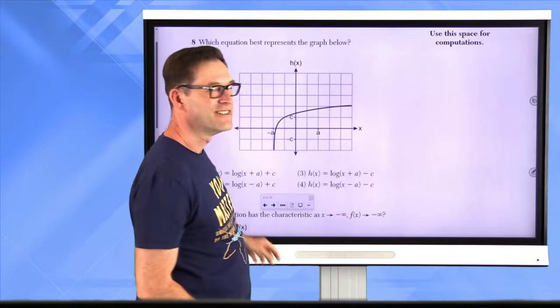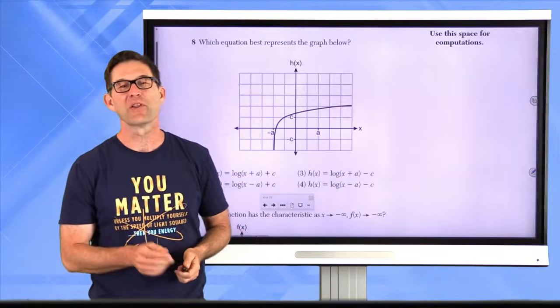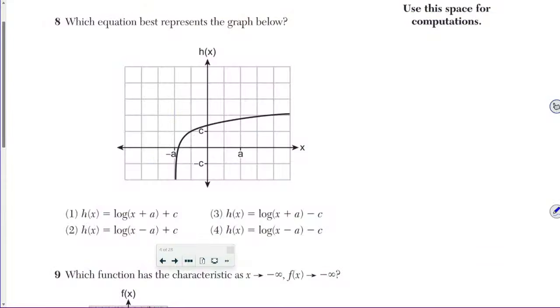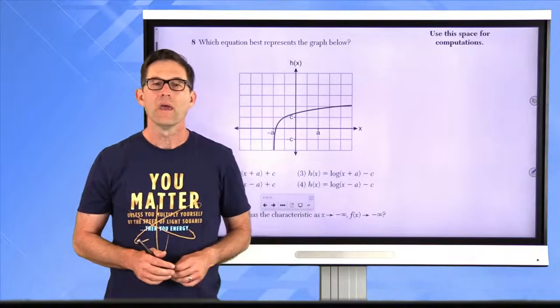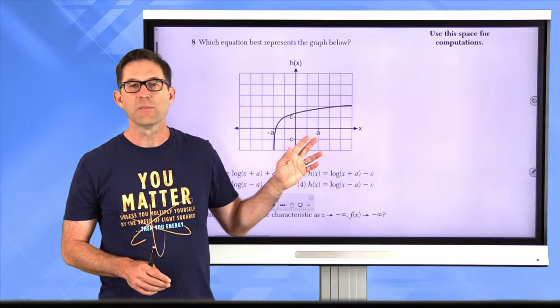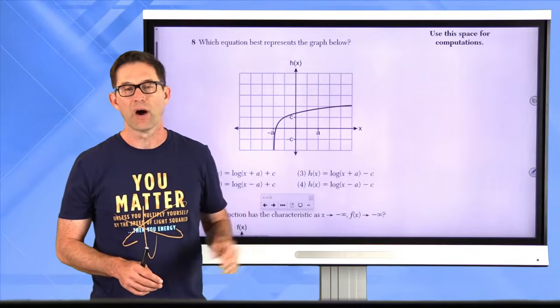Number 8 is a sheer pleasure for me because of how it looks. Number 8, which equation best represents the graph below? And then there's 4 choices. h of x equals log of x plus a plus c. h of x equals log of x minus a plus c. h of x equals log of x plus a minus c, and h of x equals log of x minus a minus c. Now, one thing that we can tell by just looking at this graph is that a is supposed to be a positive number and c is supposed to be a positive number.